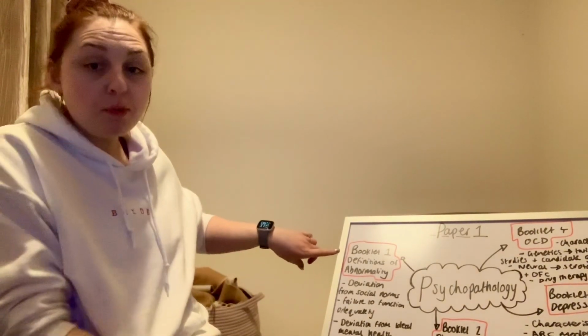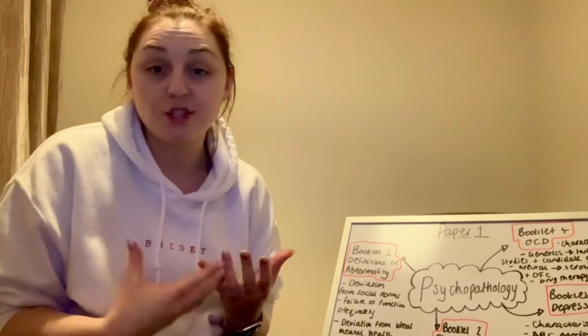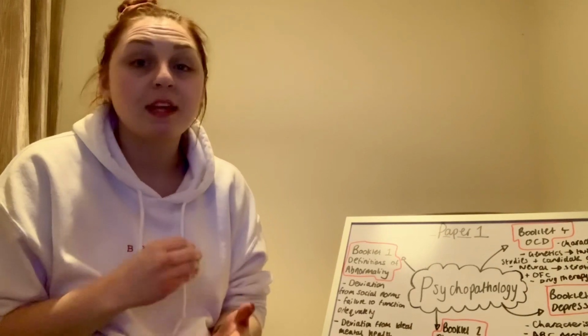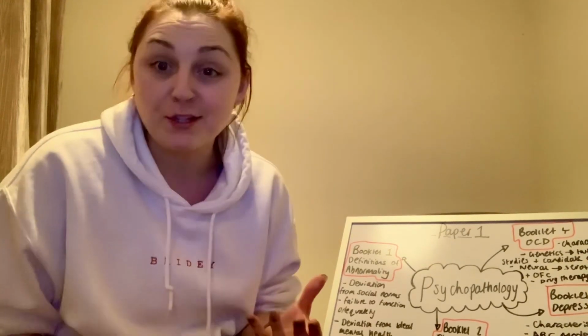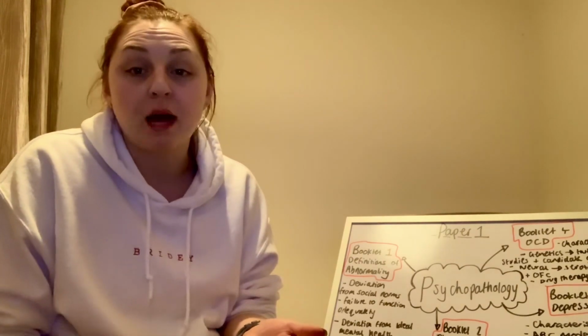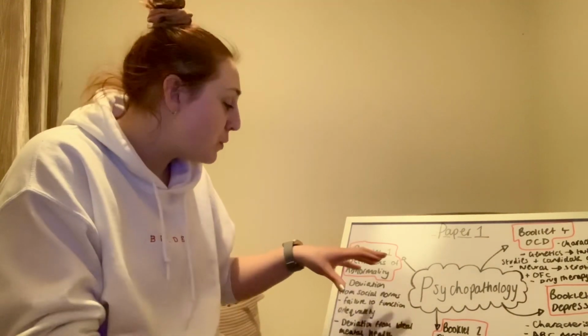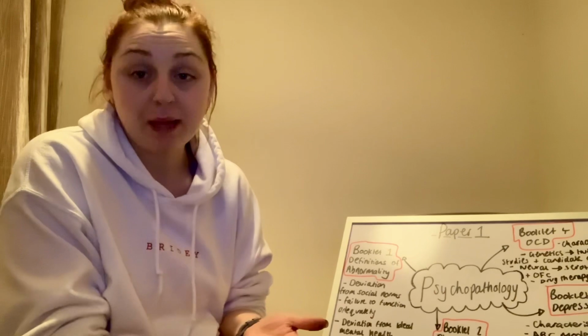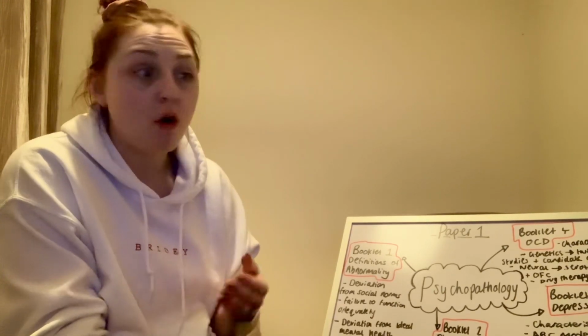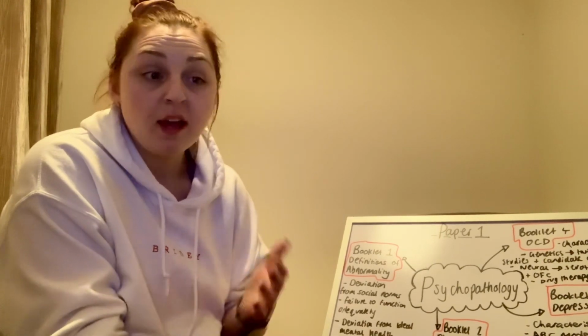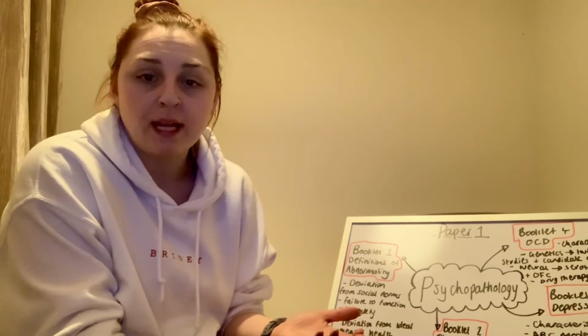So if we start off with booklet one, first of all, this is definitions of abnormality. Now, the key thing to remember with definitions is that it is a definition. It's just about labelling abnormal behaviour. So the first booklet here is not actually trying to explain why people are abnormal. It's looking at different examples of ways in which people get labelled or stigmatised as abnormal and the strengths and weaknesses of using those labels.